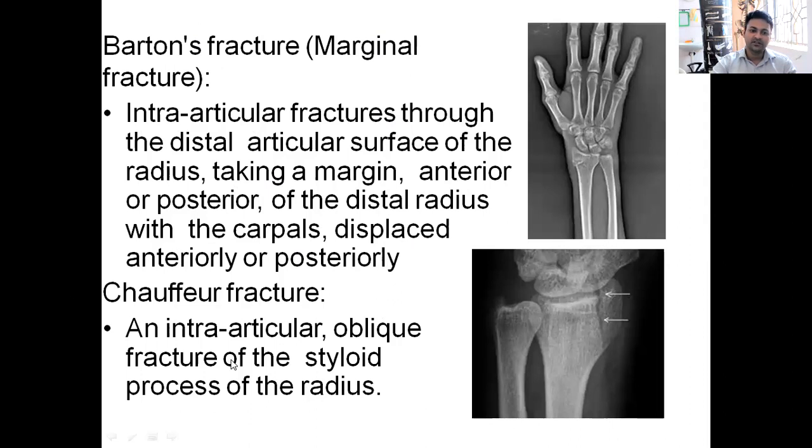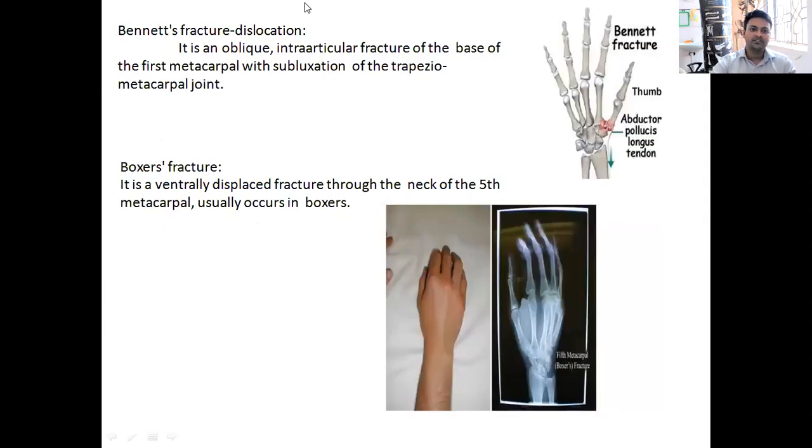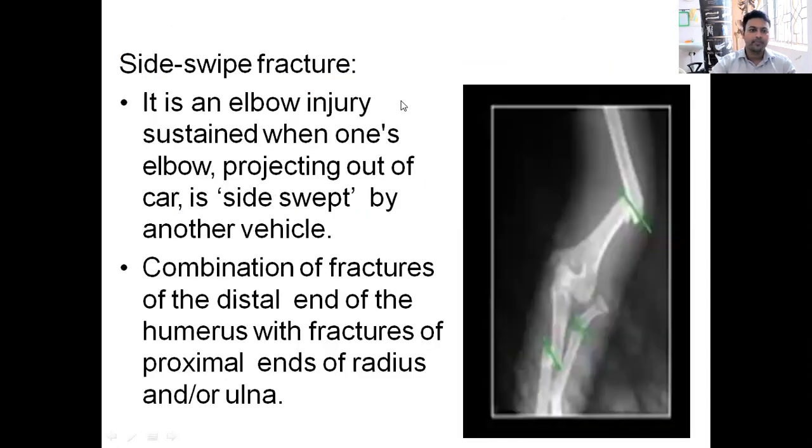A Schoffer's fracture is an intra-articular, oblique fracture of the styloid process of the distal radius. A Bennett's fracture dislocation is an oblique intra-articular fracture at the base of the first metacarpal with subluxation of the trapeziometacarpal joint. A Boxer's fracture is a ventrally displaced fracture through the neck of the fifth metacarpal, usually occurring in boxers. Side swipe fractures.